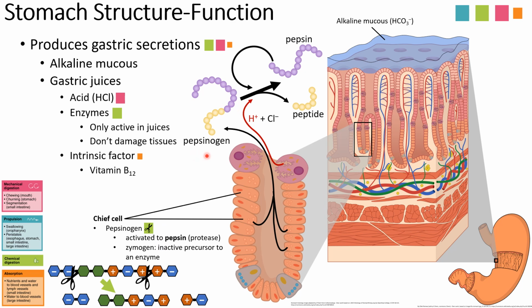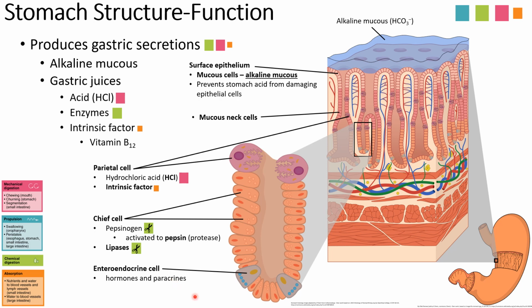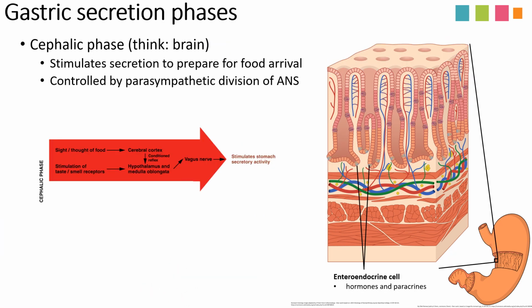And as a reminder, this pepsinogen is called a zymogen, which is an inactive precursor to an enzyme, and so it actually requires something, for instance, cleavage via pepsin in acidic conditions in order to activate into its enzymatic form, which is catalytically active. The final cell type at the very deep part of the glands are these enteroendocrine cells, which, as their name suggests, are involved in producing hormones and other signaling molecules like paracrines. So those paracrines act to coordinate stomach and intestinal activity.